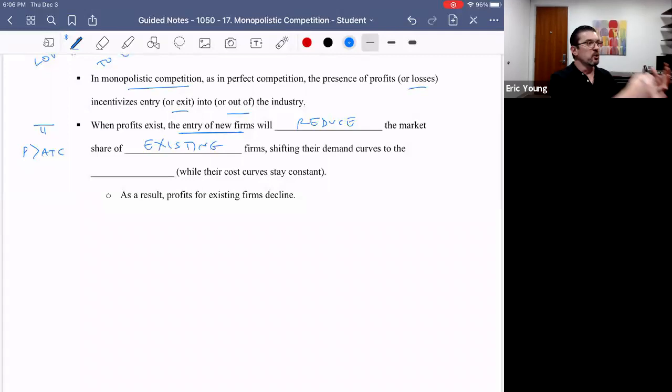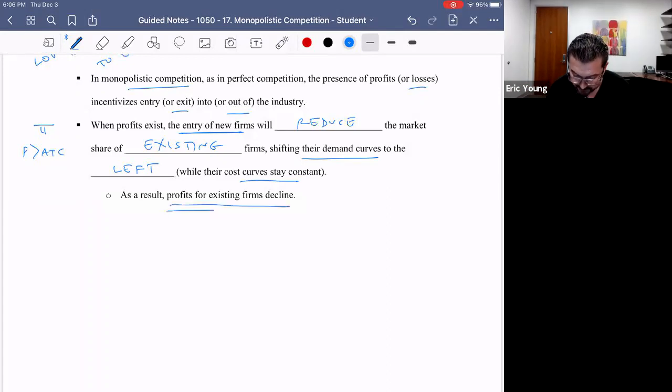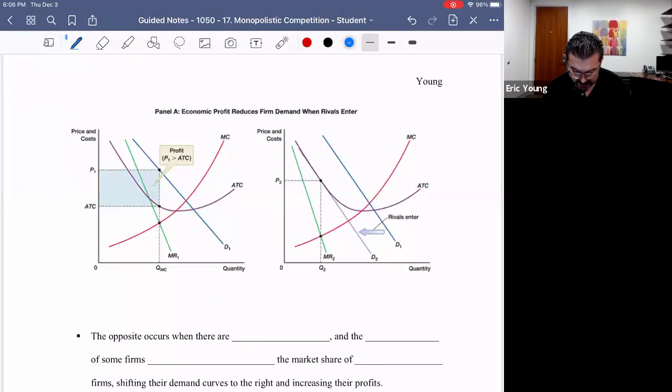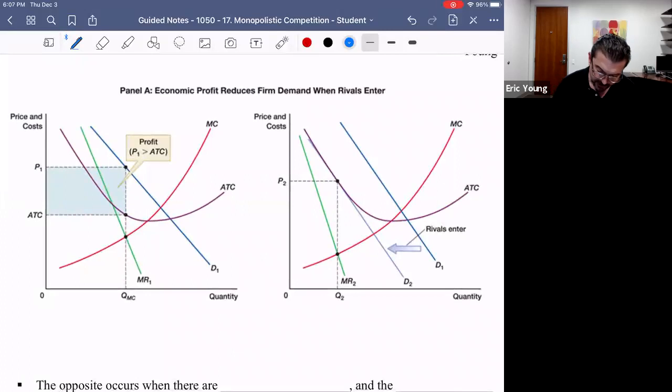In other words, new firms come in, they're going to get some of my customers. So the market share of an existing firm will fall. And this is going to shift their demand curve to the left, while at the same time, their cost curves stay constant. Because of this movement, as a result, the profits for existing firms decline. We can see it right here. Over here, we have the profits. We saw this a minute ago in the profit box.